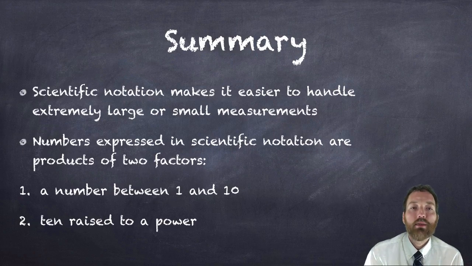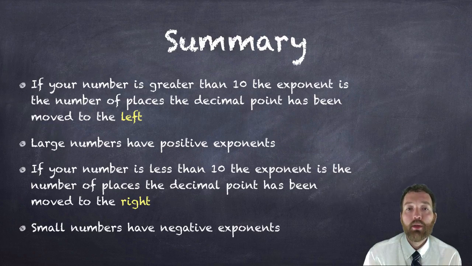Okay, so scientific notation makes it easier to handle extremely large or extremely small measurements. The numbers expressed in scientific notation are a product of two factors, the number between 1 and 10 raised to some power. If your number is greater than 10, the exponent is the number of places the decimal point has been moved to the left, and large numbers, bigger than 1, have positive exponents. If your number is less than 10, the exponent is the number of places the decimal point has been moved to the right, and small numbers always have negative exponents.